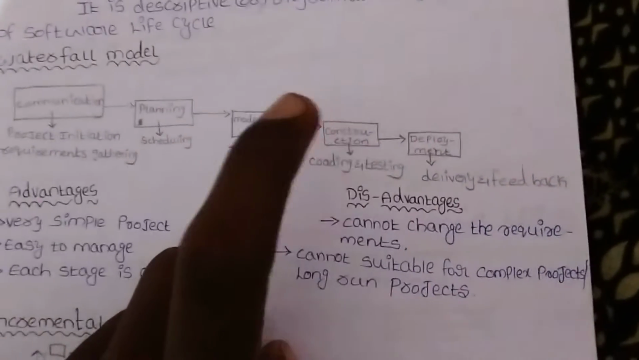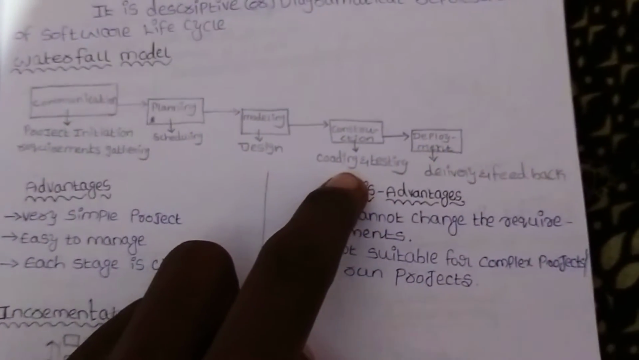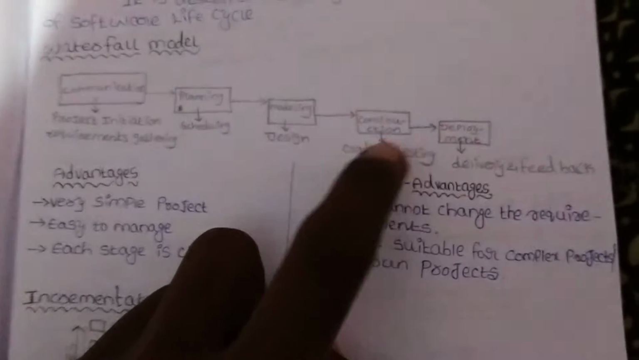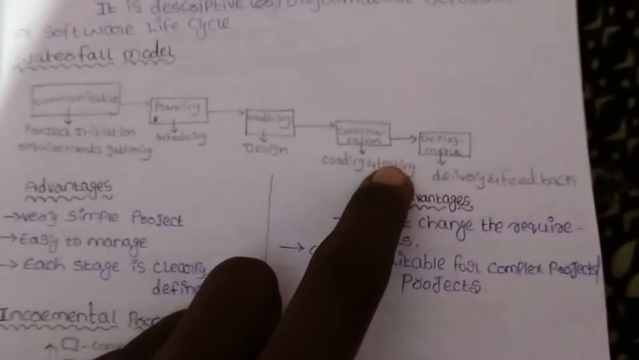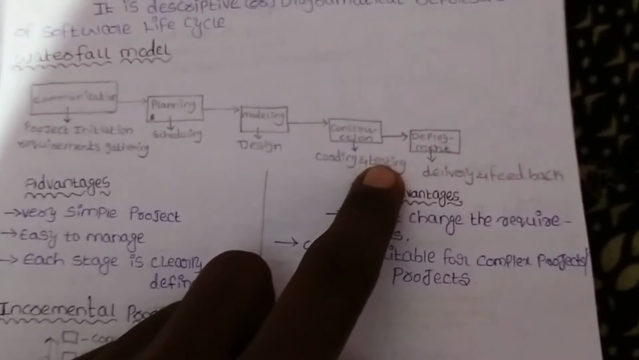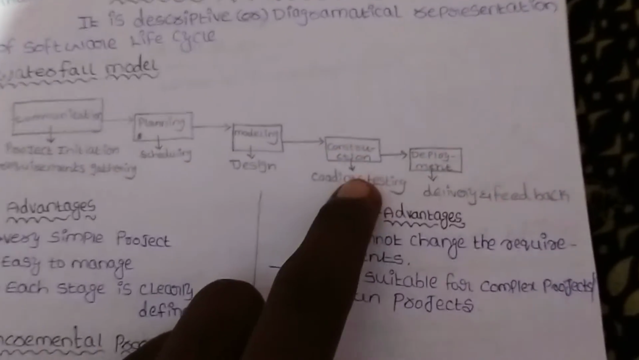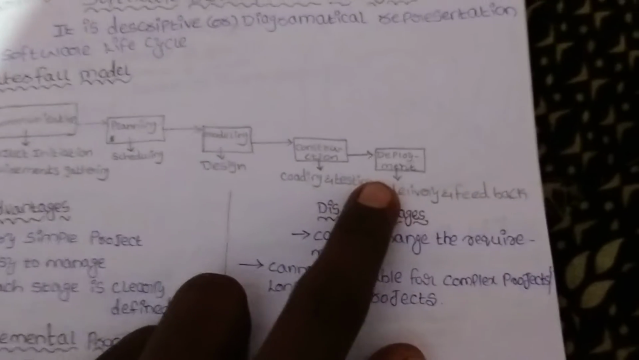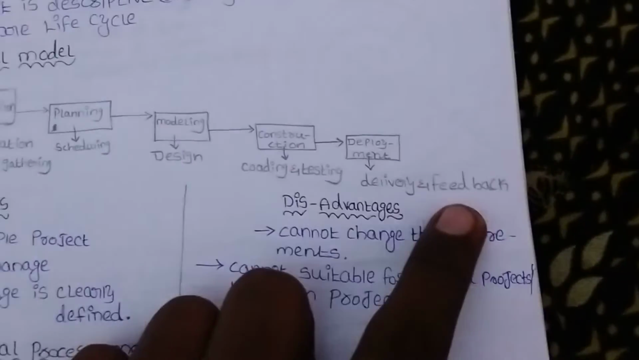And next, construction: coding and testing. We execute the construction in coding, and also rectify the bugs or errors, and then testing, where we check that the language or project works best. Deployment: delivery of the project, feedback of the project, etc.